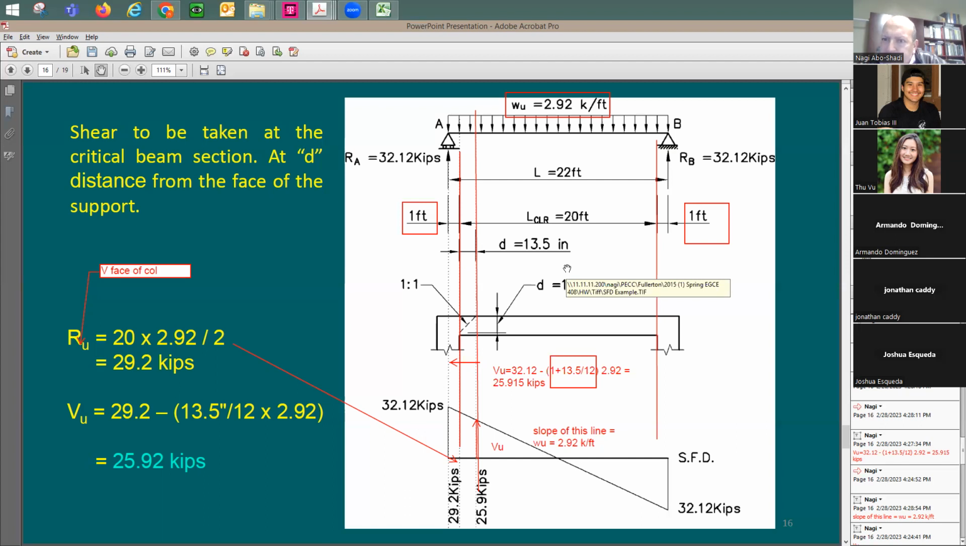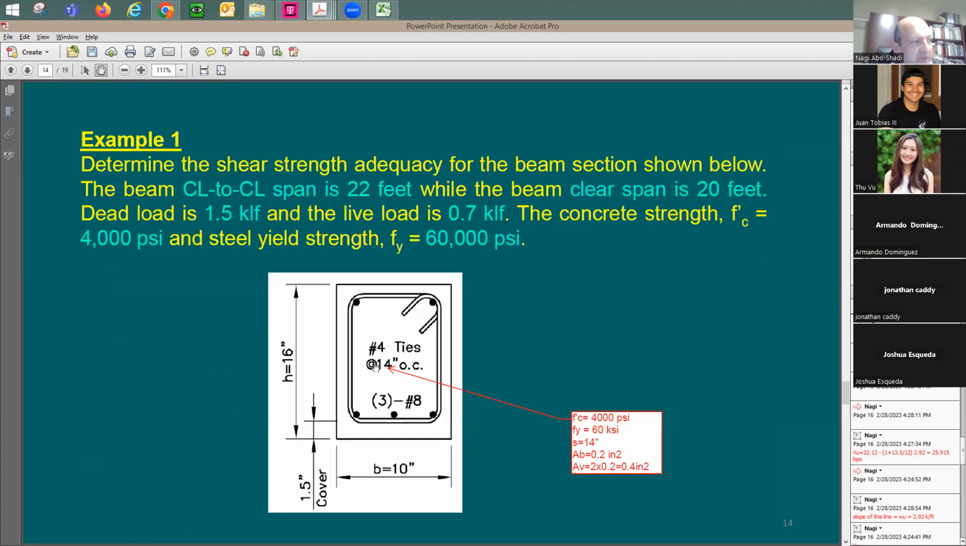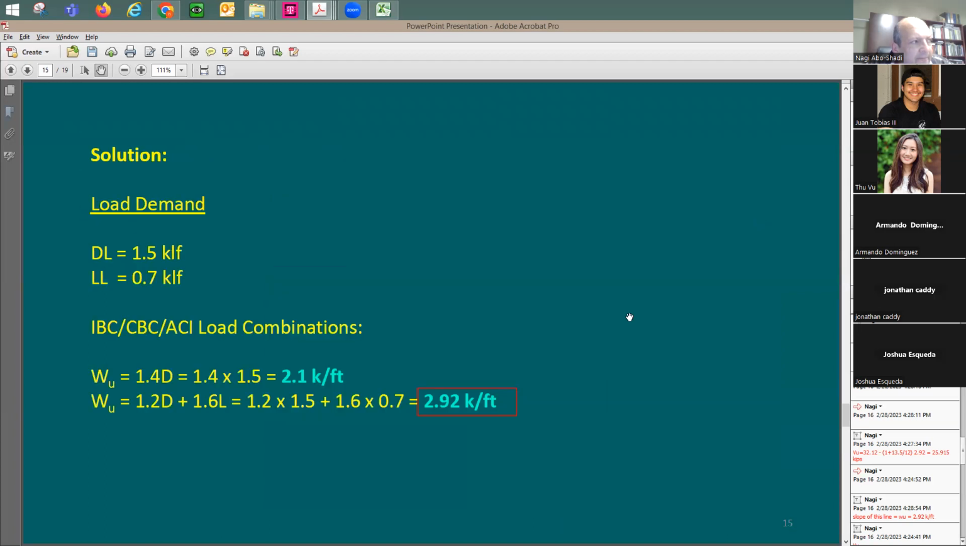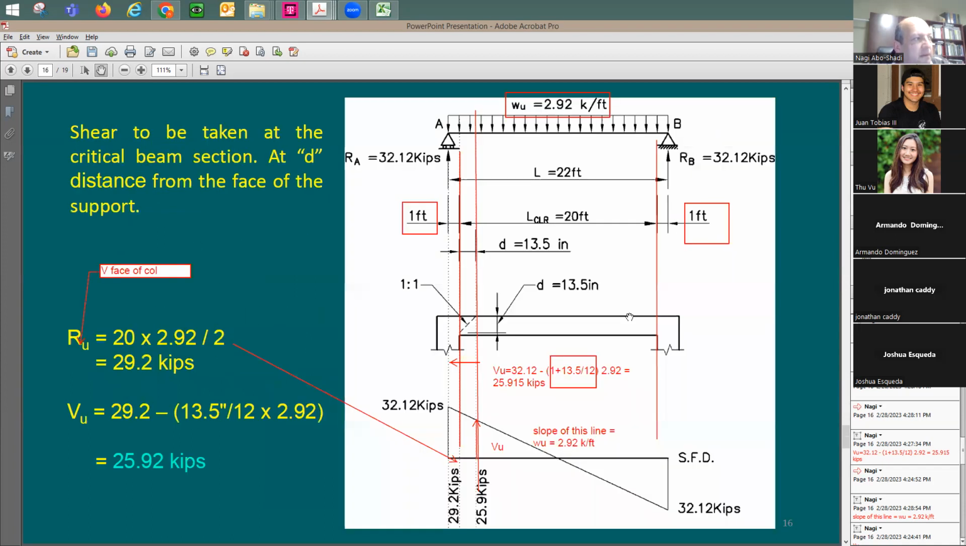More questions? Can you go over how you got d again? d, the depth? No, the spacing. Oh, is that what it is? The spacing from the face? Spacing s, spacing was given in the problem. I'm talking about if you go back to the example problem where you were right now, the R of U. See how under the second line it says d is equal to 13.5. That's the effective depth. Yeah.